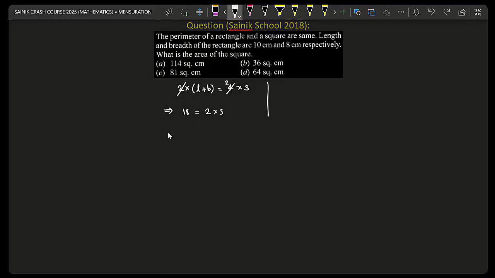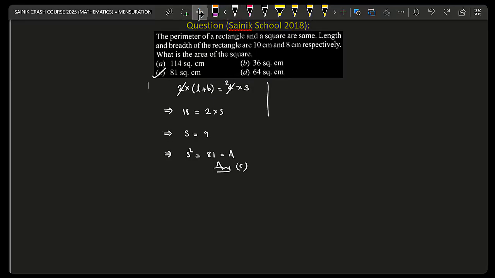Now what is the s value? Sir, transpose 2. What is s? Sir, 9. Now squaring on both sides, we get s square, how much? Sir, 81. S square is nothing but the area only. Yes, sir. 81 square centimeters. So what is the answer? It is C. Yes, sir.